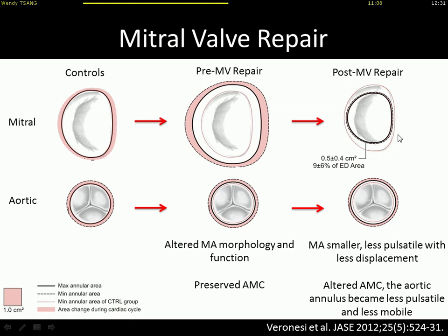Well, that's understandable. I just put a ring in, and you can't move. That makes sense. But what about the aortic valve? The aortic valve was, in theory, normal in these patients. Well, the aortic valve is not normal in these pre-mitral valve repair patients. The valve is a little bit larger, and there is normal distensibility. However, after mitral valve repair, the valve is actually smaller, less pulsatile, and there's less displacement. How do I know there's less displacement?